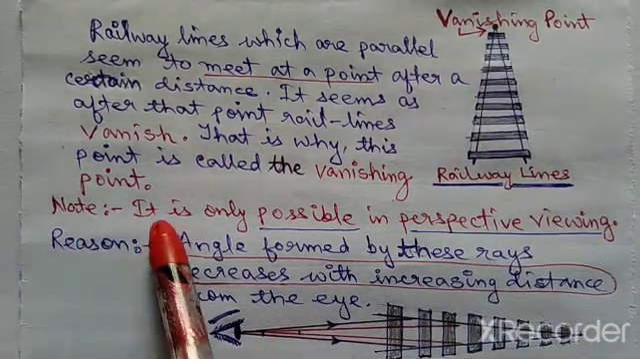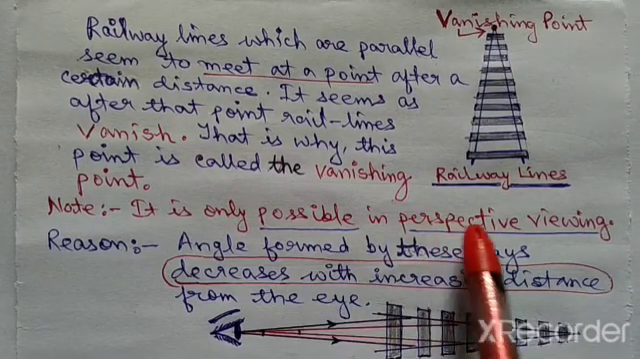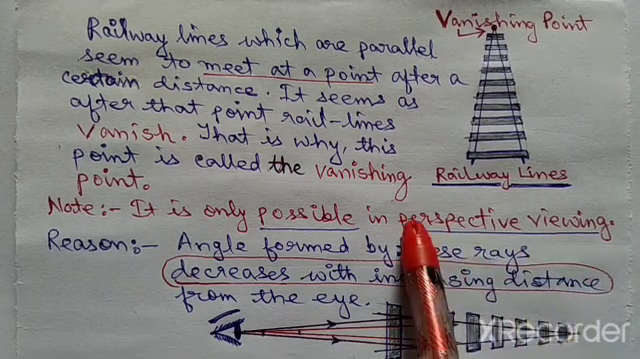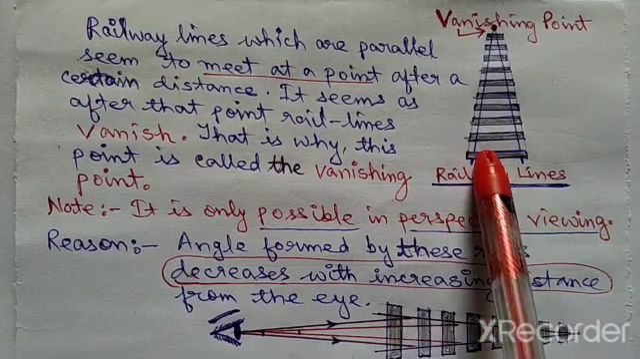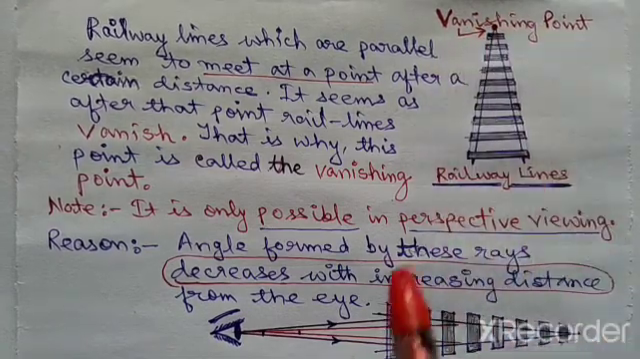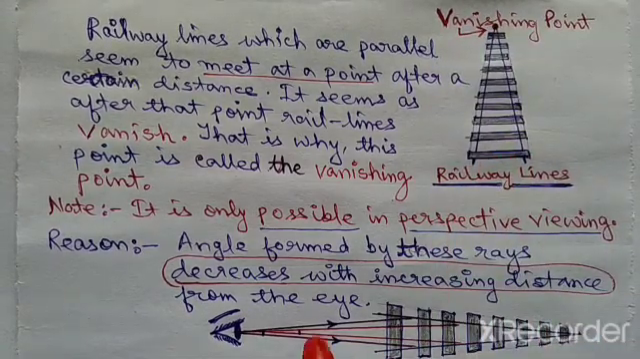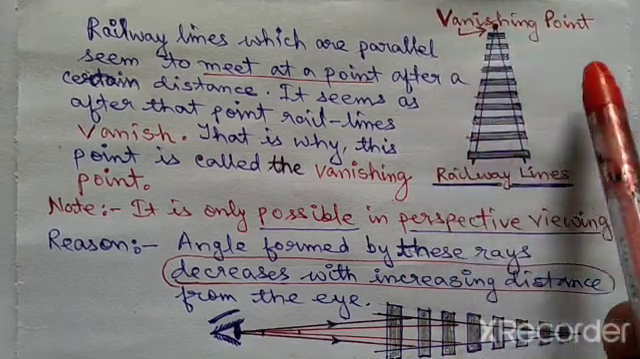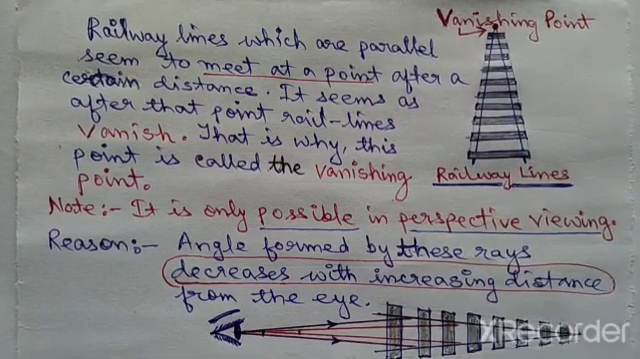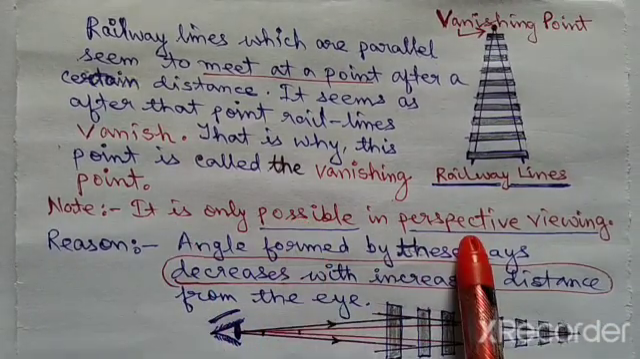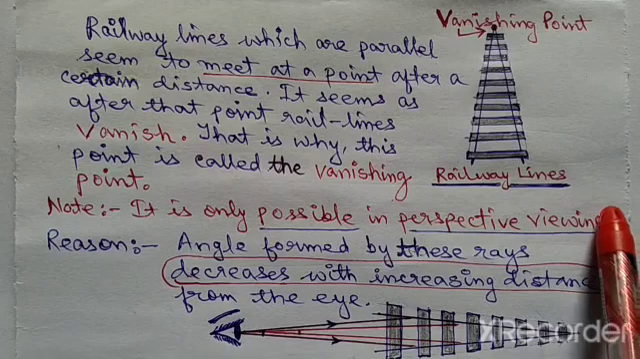Now note, it is only possible in perspective viewing. See the line, children, it is a very important line. This is only possible in case of perspective viewing, because the railway lines are drawn on a 2D plane, or two-dimensional plane. So children, if a 3D object is drawn on a piece of paper or a plain paper, then only you can see that vanishing point. So it is only possible in perspective viewing or perspective seeing.